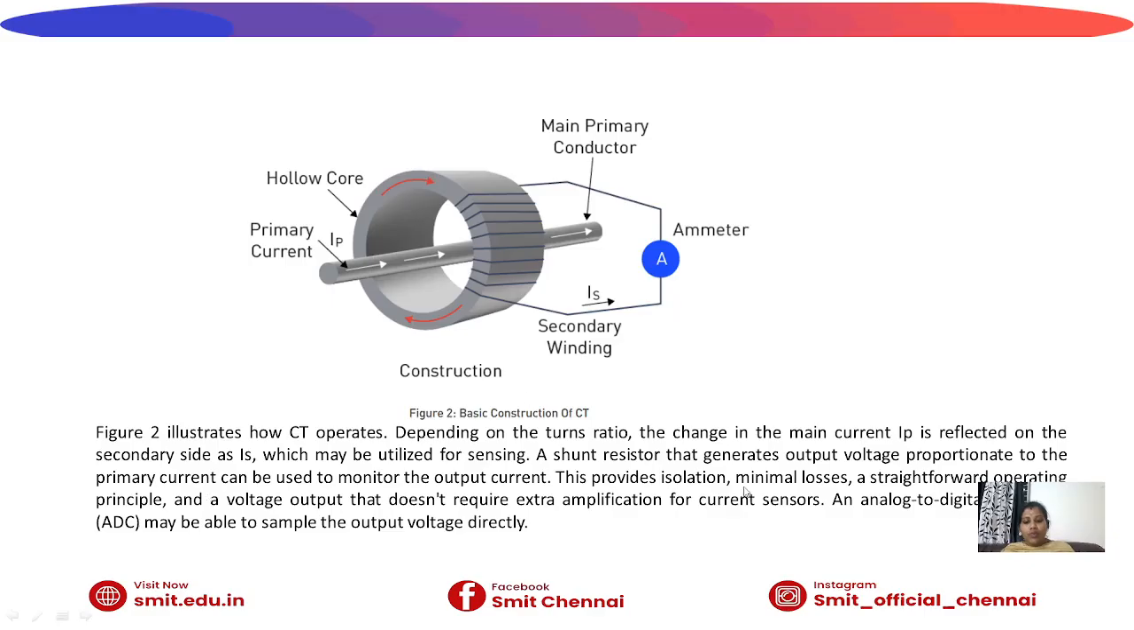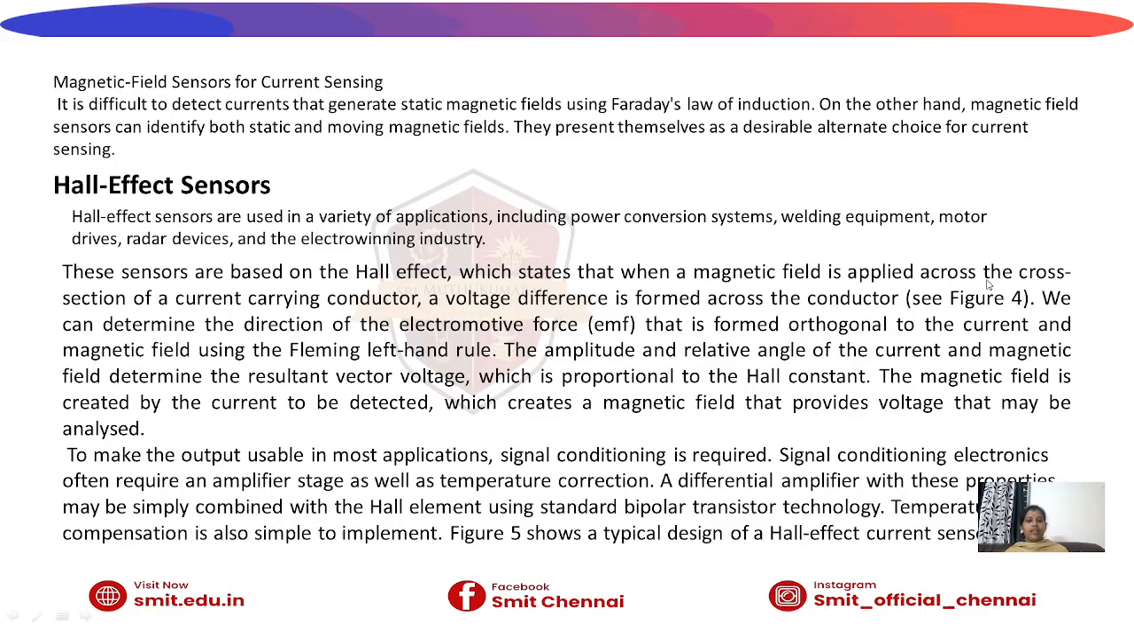The current transformer provides isolation, minimal losses, a straightforward operating principle, and also a voltage output. Here is an important point: it does not require extra amplification for current sensing. But in the shunt resistor we need the amplification factor. In this we do not need the extra amplification. It needs an ADC converter to sample the output voltage directly.